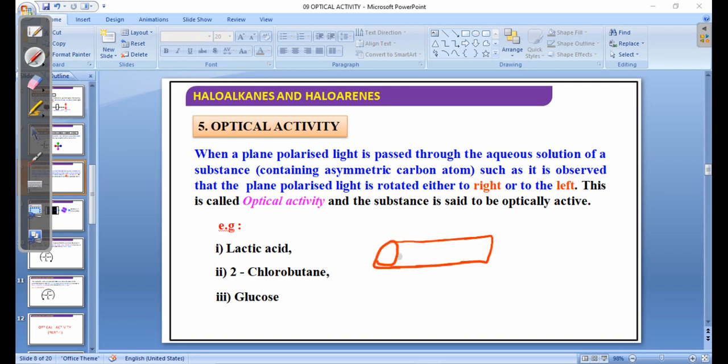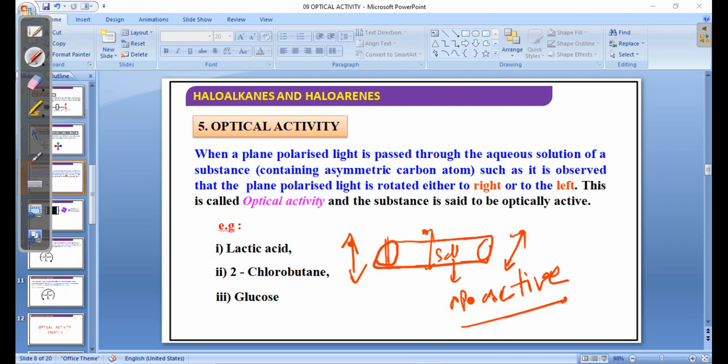This is a polarimeter. The solution is there. Here the light enters through this slit. After entering, it may be rotated a little bit, so it comes out like this with some angle. This solution is rotating the light, so this solution is called an optically active solution. Examples: lactic acid, 2-chlorobutane, glucose. These are the examples.